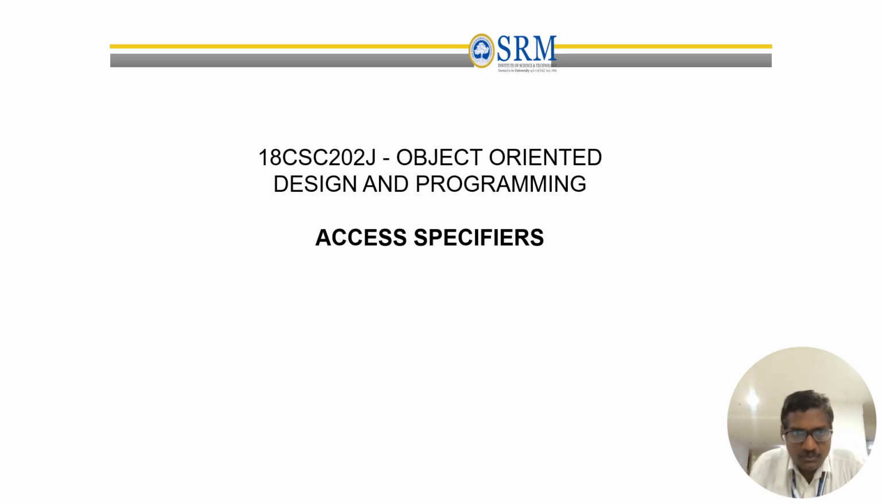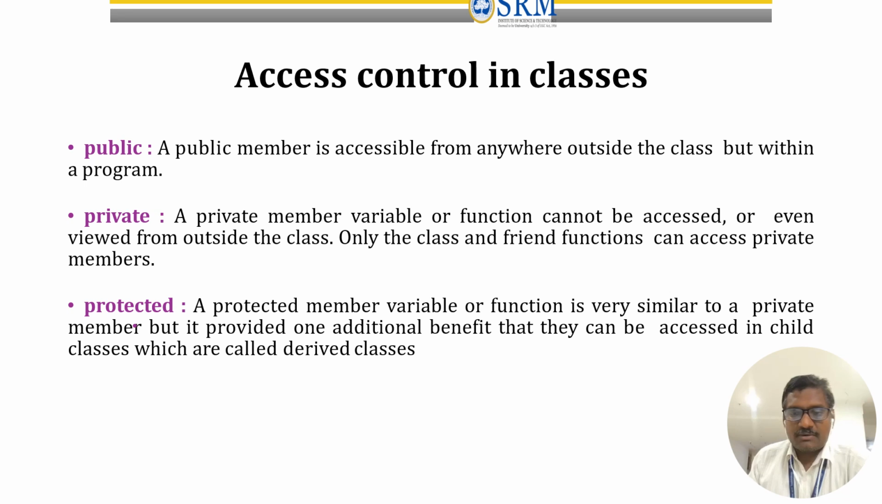Yes, students, now we are going to see about access specifiers in object-oriented programming. What do you mean by access specifier? There are three types of access specifier. The main objective of access specifier is to protect the data from the external environment. That is, we are going to secure our data by giving three keywords.